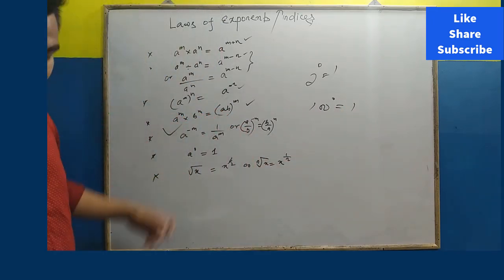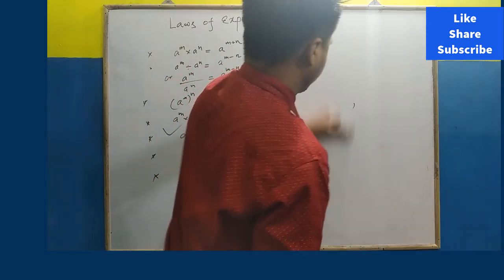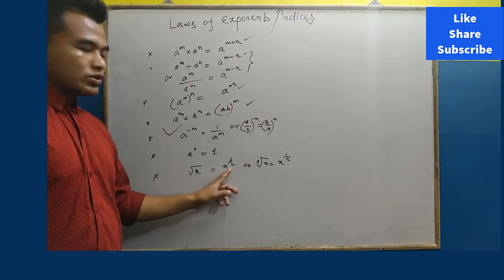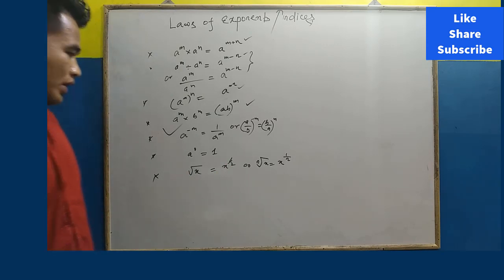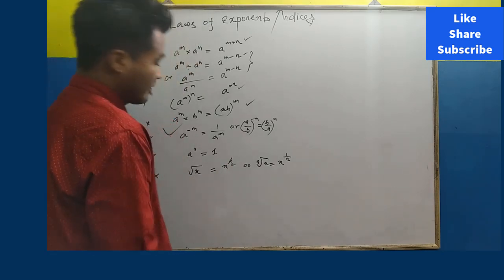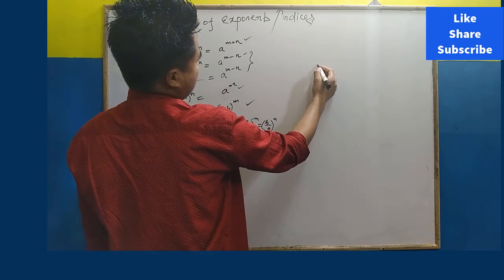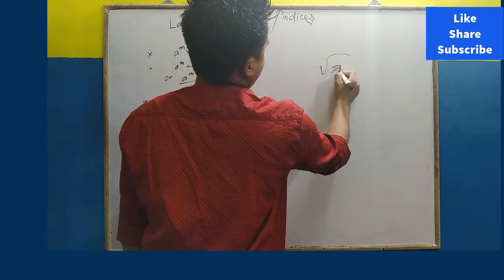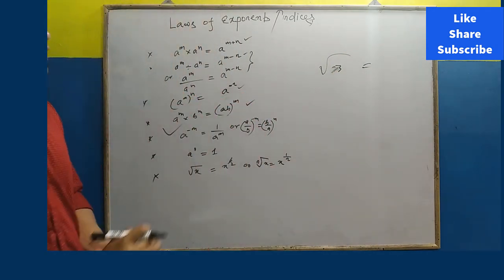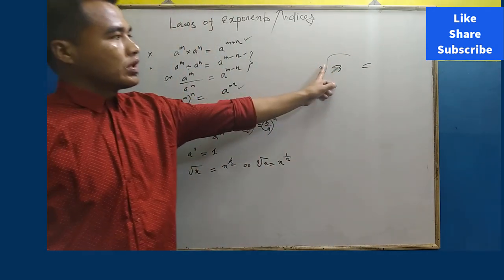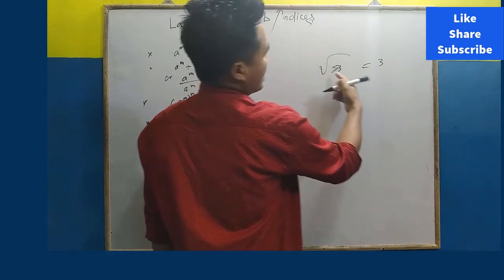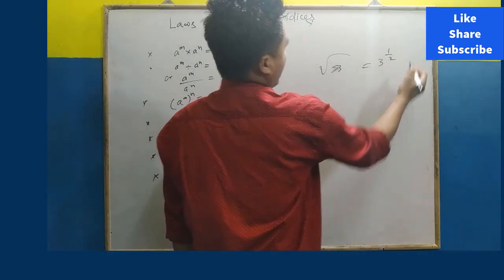Then the last one. For example, root x is equal to x to the power 1 by 2. Here, for example, I have root 3. If I want to change this into power form, you have to know that this is a root, so the index will be 2. So when you come to power form, it will be 3 to the power 1 by 2.